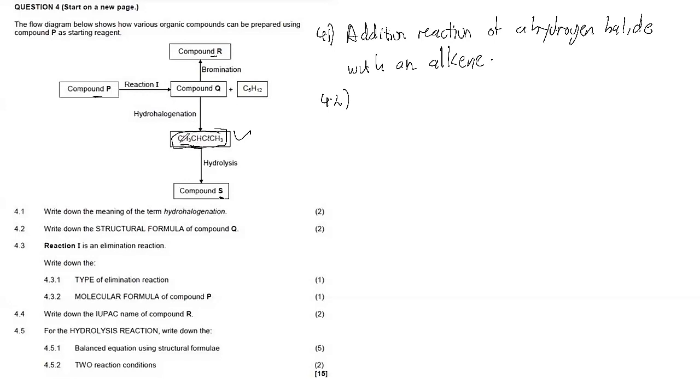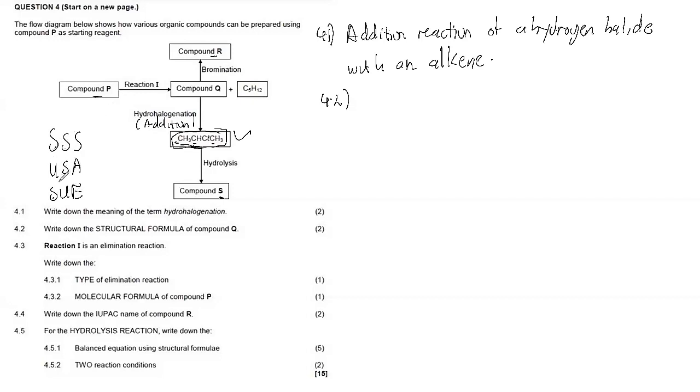So let's count the number of carbon atoms. We have 1, 2, and then 3 there. So this has 3 carbon atoms. So that means compound Q as well must have 3 carbon atoms. But then remember above there, we mentioned that hydrohalogenation is an addition reaction, right? Now let's make use of this SSS, USA, and SUE. Now this means saturated to saturated is a substitution reaction. Unsaturated to saturated is addition. Then from saturated to unsaturated is elimination.